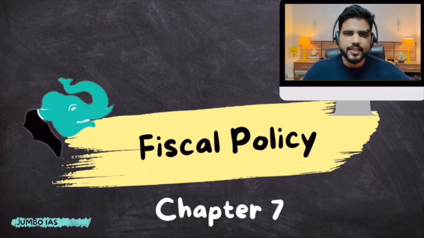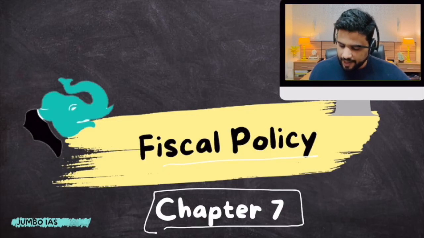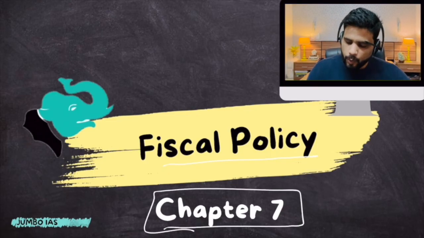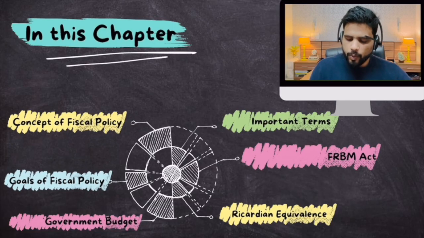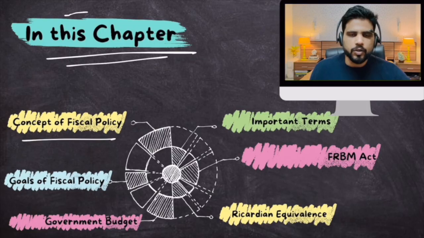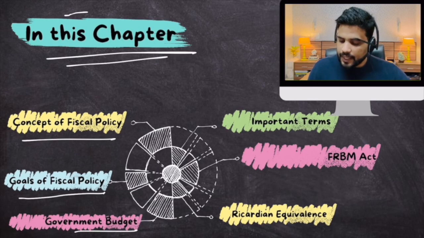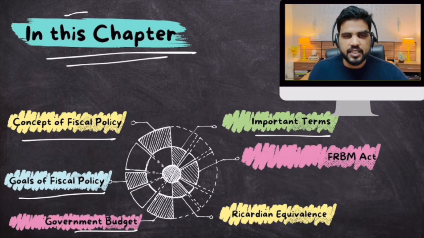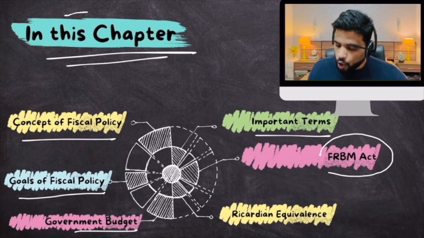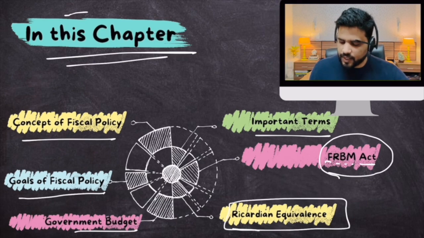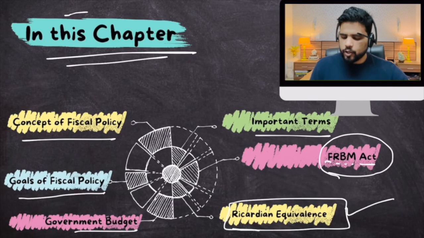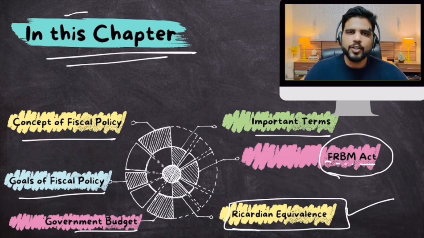All right, so let's start today's discussion with fiscal policy, chapter number 7. This chapter is also going to take a few parts. Therefore, today we are going to be discussing part 1. But before we start, first let's talk about what all is there in the chapter of fiscal policy. In this chapter, we will discuss the concept of fiscal policy. This is very important. You need to understand what fiscal policy is. Then we'll talk about goals of fiscal policy, then government budget, then certain important terms, various deficits and other important terms. Then we are going to talk about the Fiscal Responsibility and Budgetary Management Act. And in the end, we'll talk about a concept called Ricardian equivalence theory. Very fascinating concept. So we'll be talking about these 6 subtopics in the mega topic of fiscal policy.